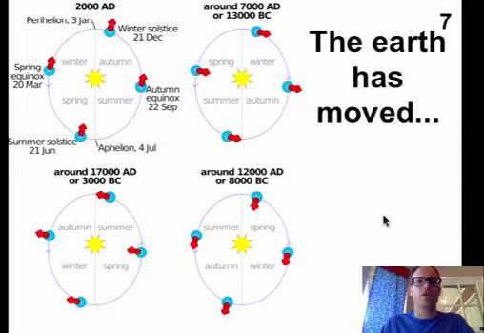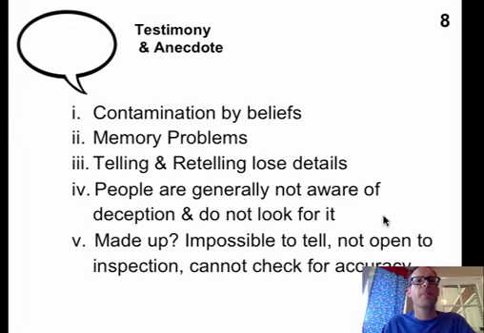Now that we've talked about astrology and given a couple problems with it, let's talk about testimony as a source of evidence. There are real problems with testimony and anecdote as evidence. So what does that even mean? Anecdote or testimony is a fancy name for a story, right?